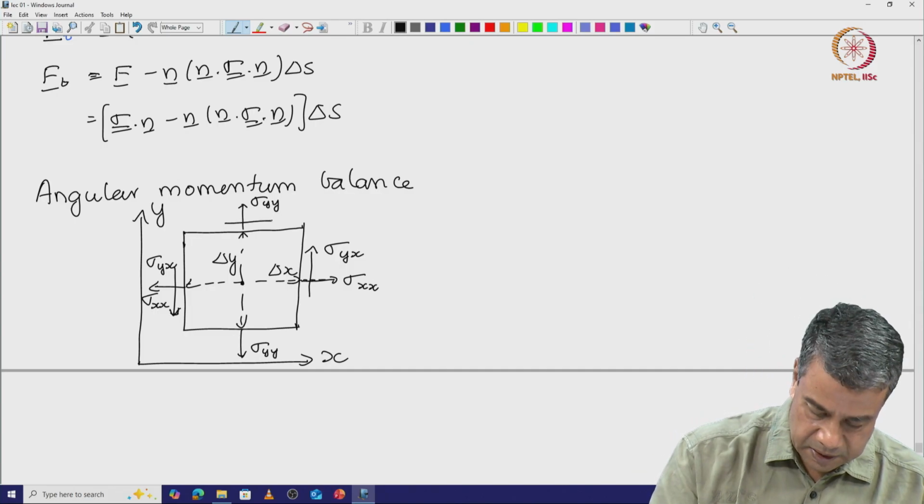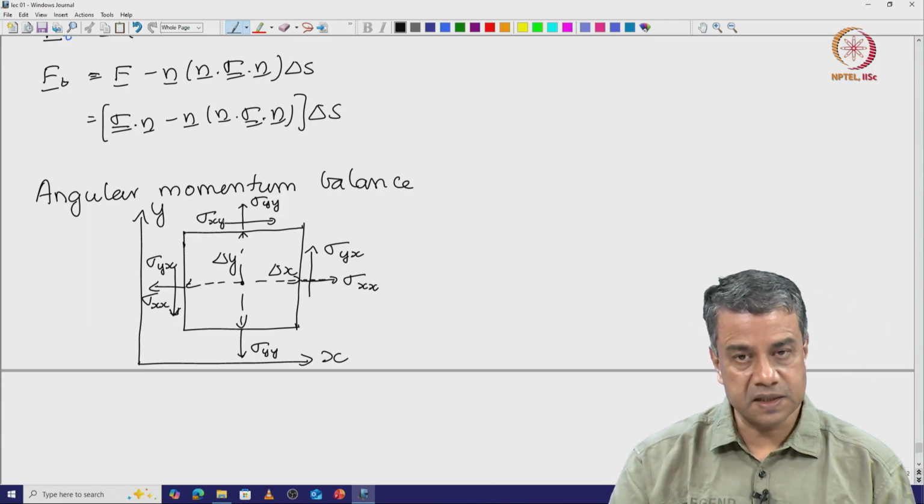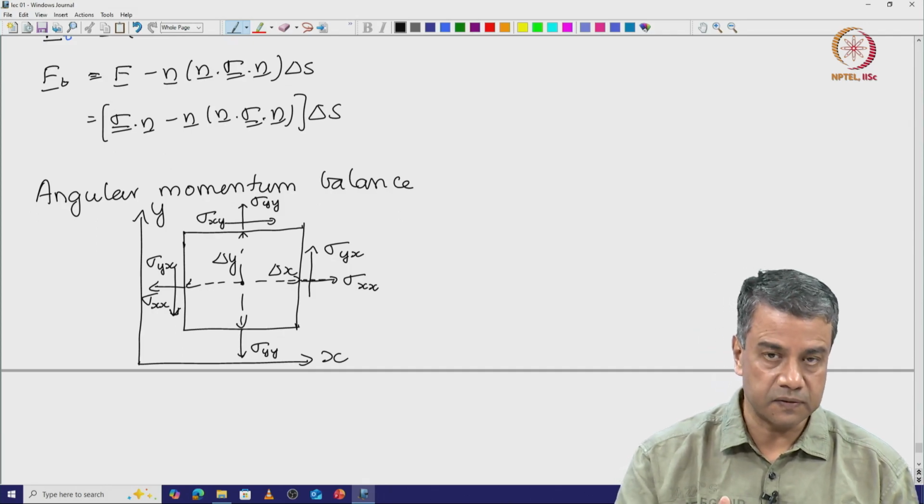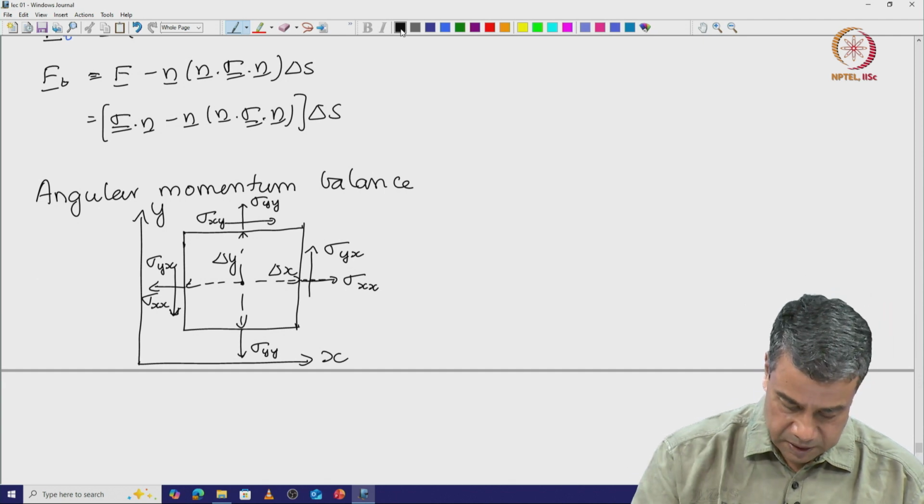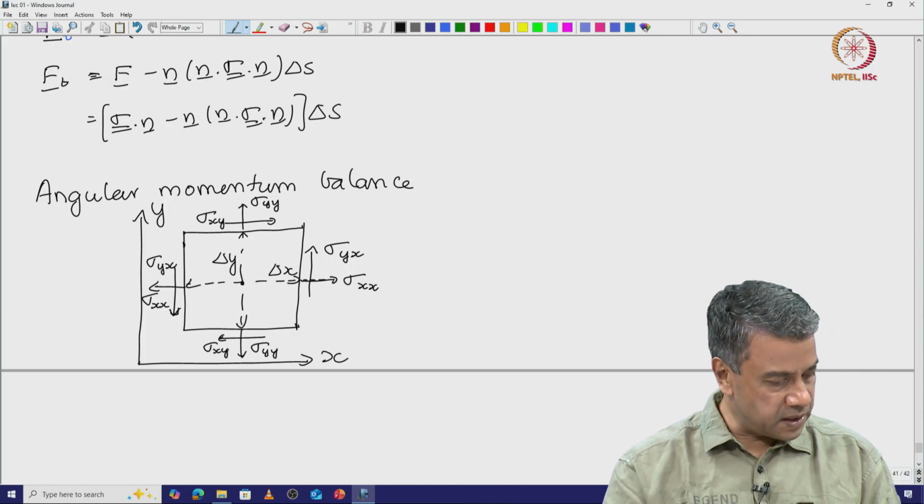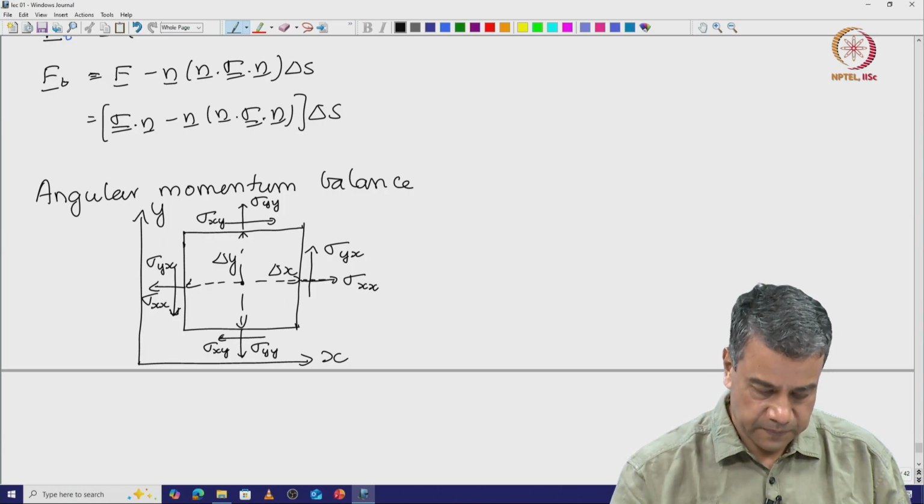Then this is sigma xy, force in the x direction at a surface with outward unit normal in the y direction. Note that for the surface above the outward unit normal is in the plus y direction, and this is sigma xy at this surface. The force is in the minus x direction and the outward unit normal is in the minus x direction.